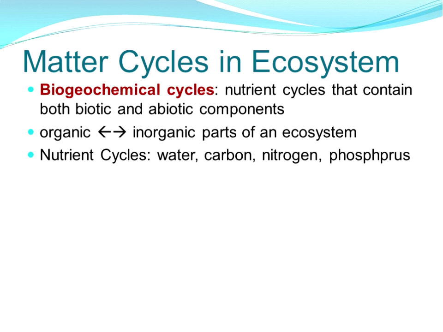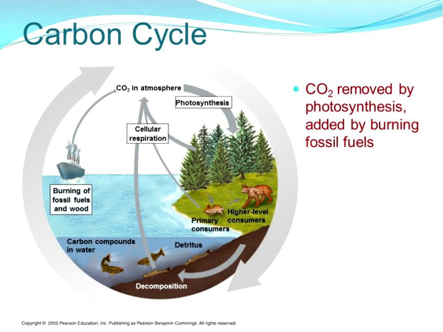All right, so moving on to the matter cycle. This is looking at the chemical flow here, the biogeochemical cycles. So looking at how these different nutrients cycle through both the organic and inorganic parts of our ecosystem. The main ones that most everyone is concerned with are water, carbon, nitrogen, and phosphorus.